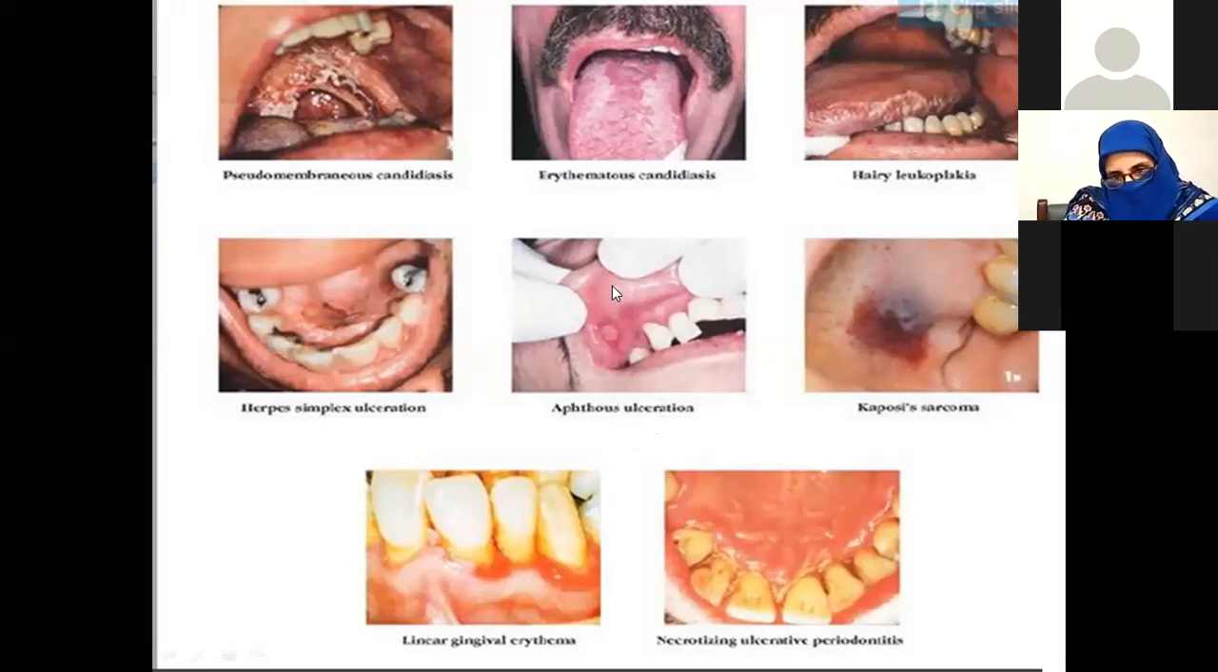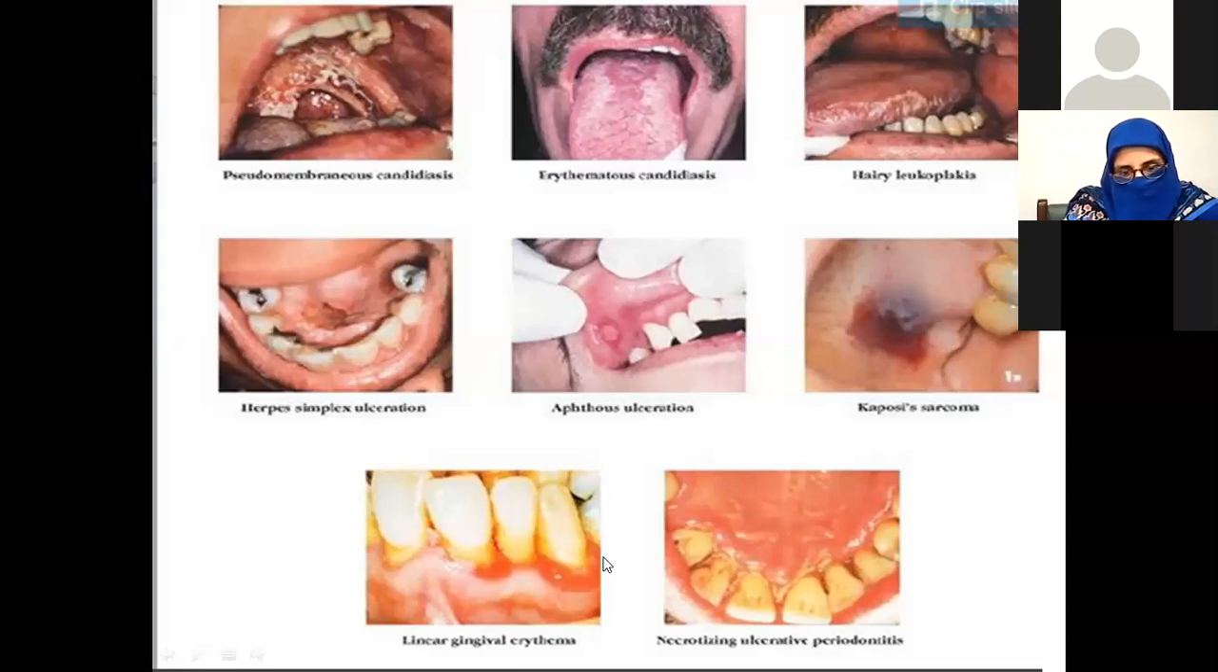So this is aphthous ulcer, this is Kaposi sarcoma, a malignant condition. You can see that this is a red raised area. We are going to do it in the differential diagnosis of a very common lesion which is called pyogenic granuloma. Again, this Kaposi sarcoma, if some of you have heard of it, used to develop in patients with AIDS.